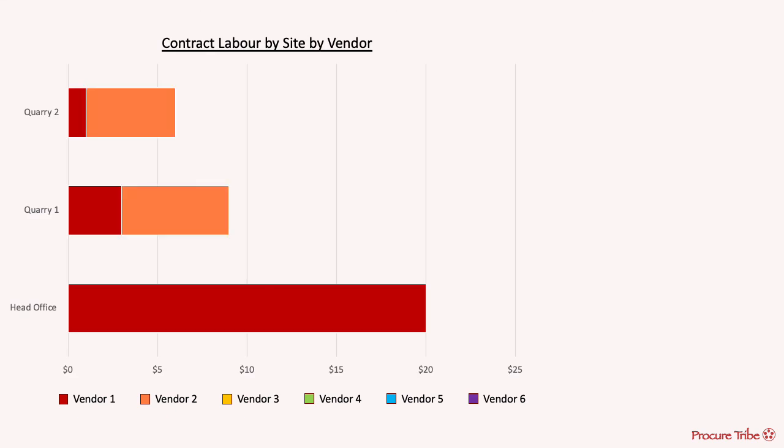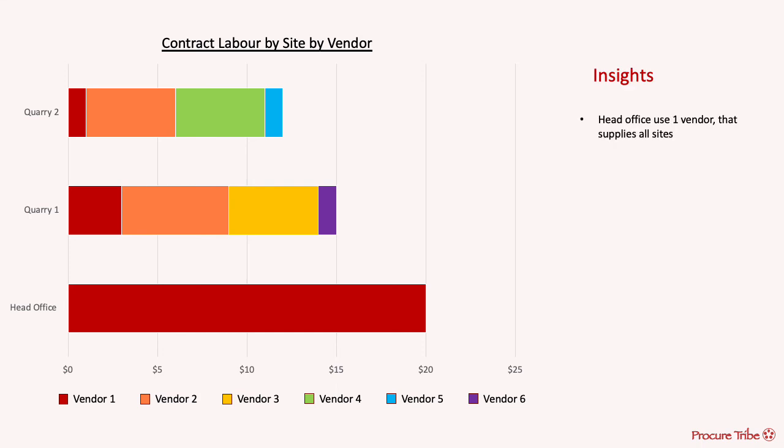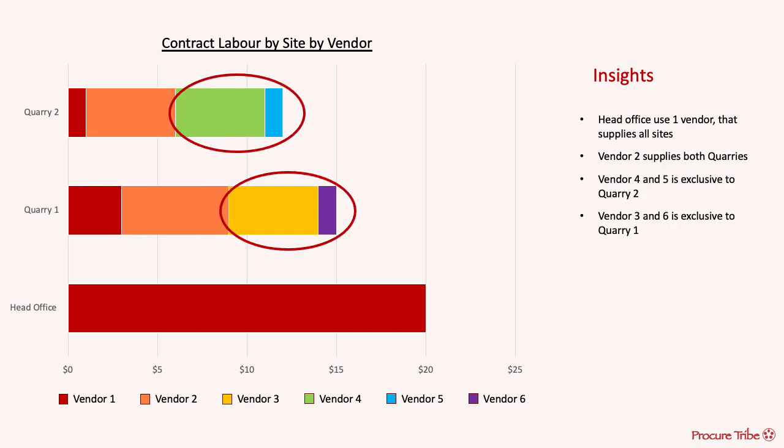We break out the contract labor by site and by the 6 vendors who provide the services. We note that vendor 1 is the biggest vendor in this category, and they are supplying all of the head office contract labor plus some labor at Quarry 1 and Quarry 2. We also have a vendor 2, who supplies to both quarries. We have 2 unique vendors for each quarry.